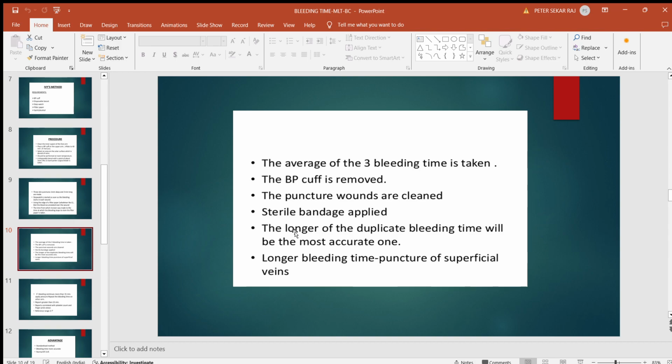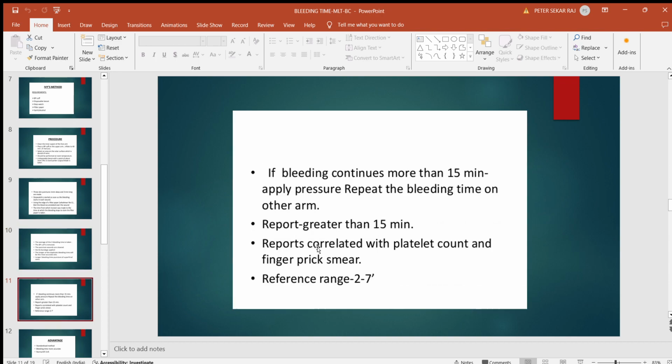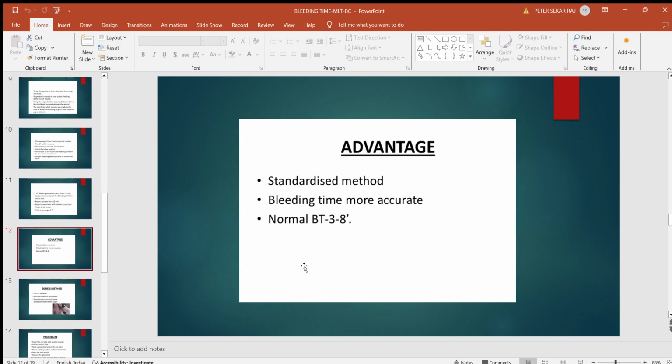The blood pressure cuff is removed. Next, the puncture wounds are cleaned and covered with a sterile bandage. The longer of the duplicate times will be the most accurate one. If the bleeding continues for more than 15 minutes, apply pressure and repeat the bleeding time on the other arm. Report greater than 15 minutes if detected. Reports are correlated with platelet count and finger prick smear. The reference range is 2 to 7 minutes.